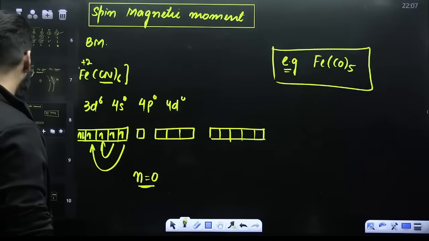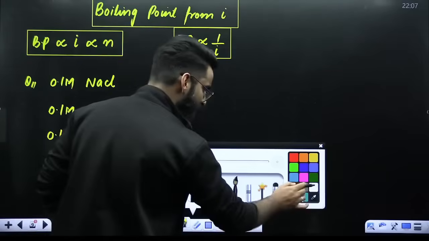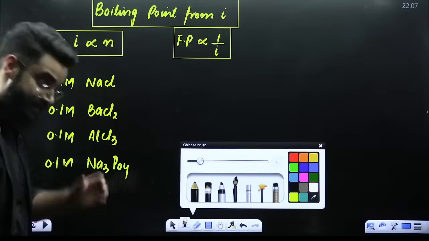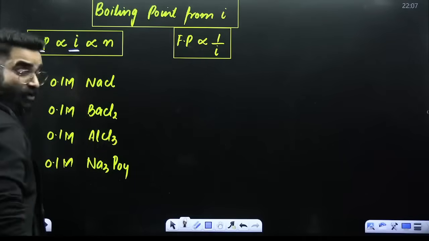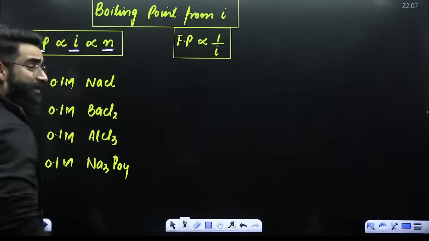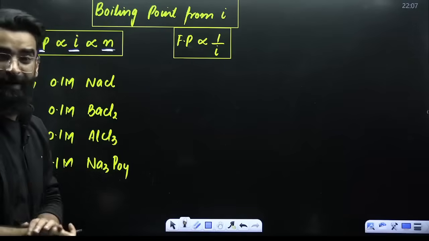Moving on, my dear students, to one more thing. Remember, when the solute undergoes dissociation, boiling point at that time is directly proportional to the Van 't Hoff factor, and the Van 't Hoff factor is directly proportional to the number of ions produced by the solute.